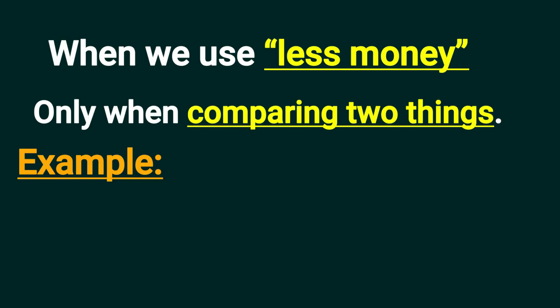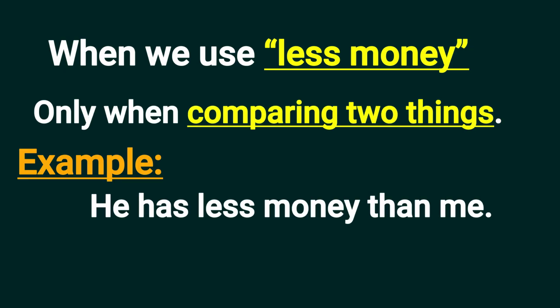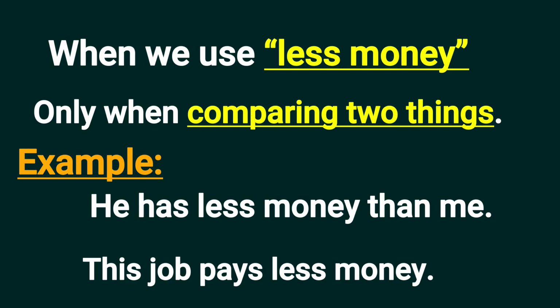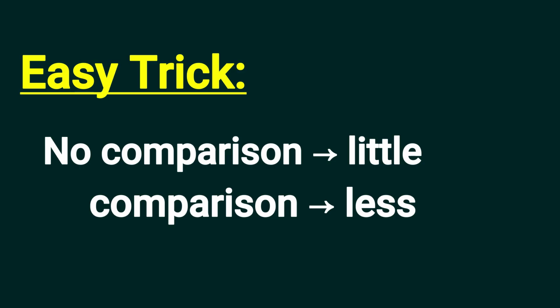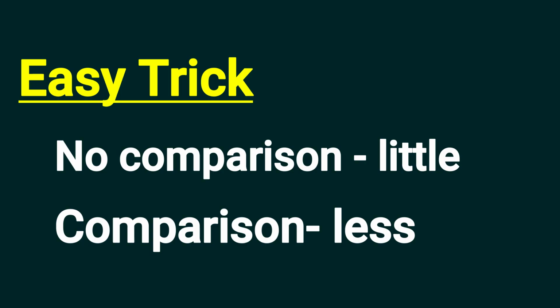We use "less money" only when comparing two things. For example: he has less money than me, this job pays less money. So an easy trick to remember: when we are talking about no comparison, always use "little". When we are talking about comparison, always use "less". So now, mistake number nine.